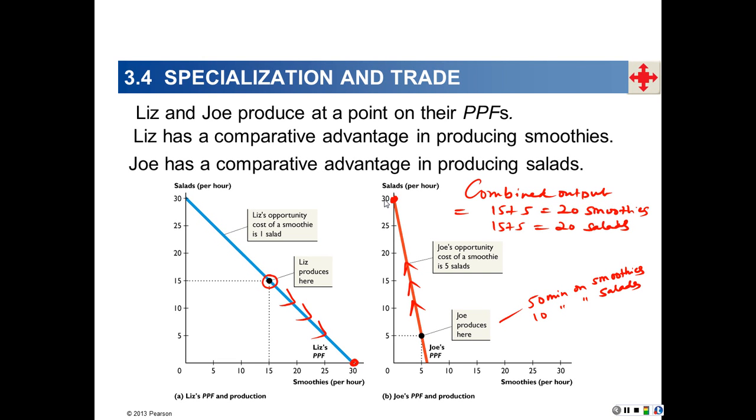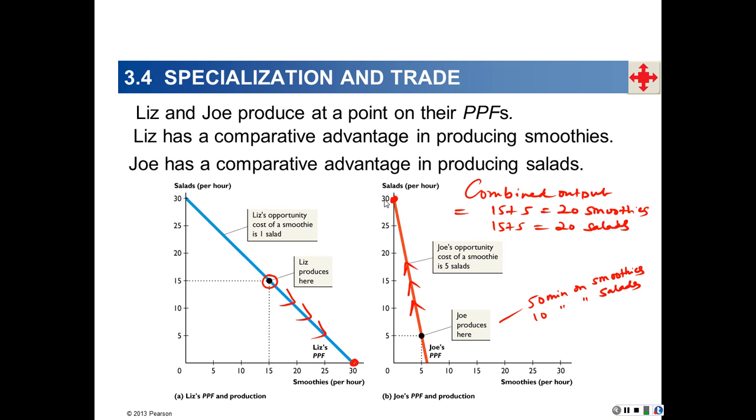Right away, you can see that their combined output of these two goods goes up. What's their combined output now, post-specialization? Isn't it 30 smoothies and 30 salads? Do you see that? 30 smoothies and 30 salads is their combined output, that joint output. Now, isn't that bigger than before? So right away, I have demonstrated to you that society as a whole gains from specialization. There are more smoothies and more salads available for our consumption. Right? So this is a clear gain to all of us from specialization.